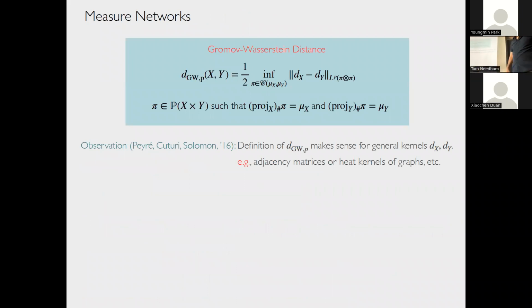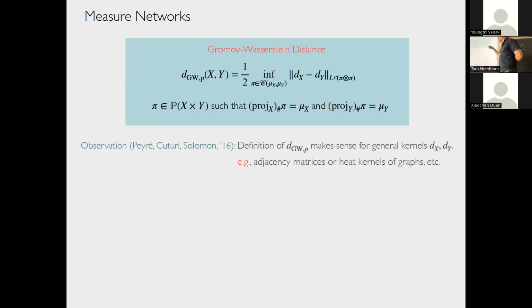So here's the formulation of Gromov-Wasserstein distance from before. A thing you might observe is that when I write down this expression, it doesn't really matter that dX is a metric. This would make sense if dX was any function from X cross X to R, just as an expression.